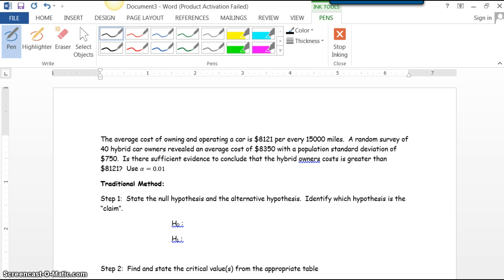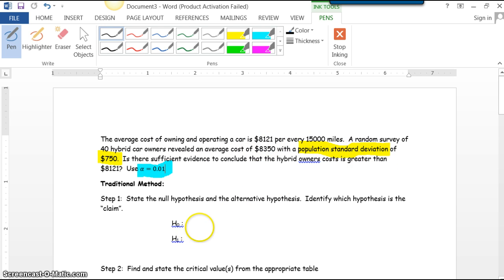Is there sufficient evidence to conclude that the hybrid owner's costs are greater than $8,121? We will use an alpha of 0.01. First of all, notice that there is a population standard deviation given, and so we will be using the Z table rather than the T table. The alpha that we're going to use is 0.01. This is the significance level, or the level of significance. And also notice that they want to know if the hybrid car owners are greater than the other car owners.